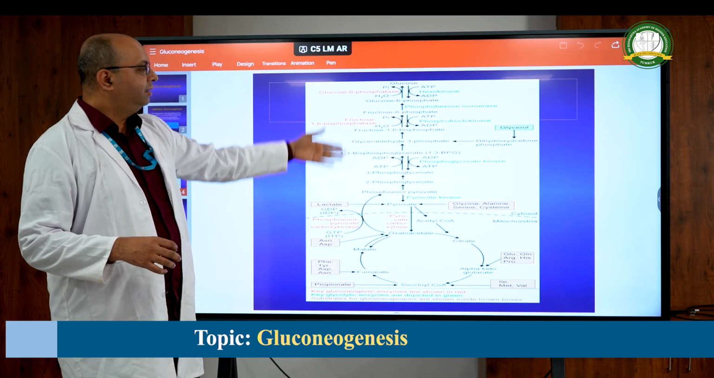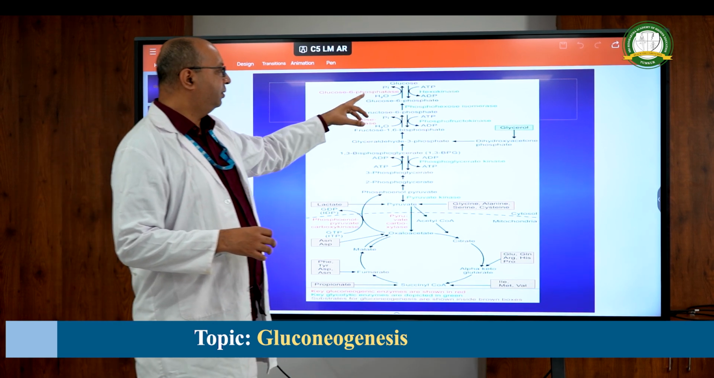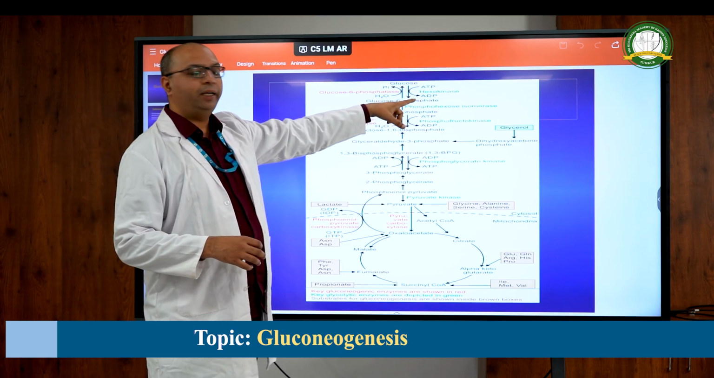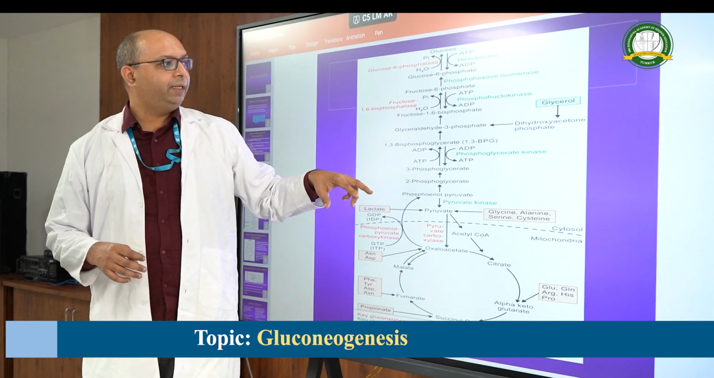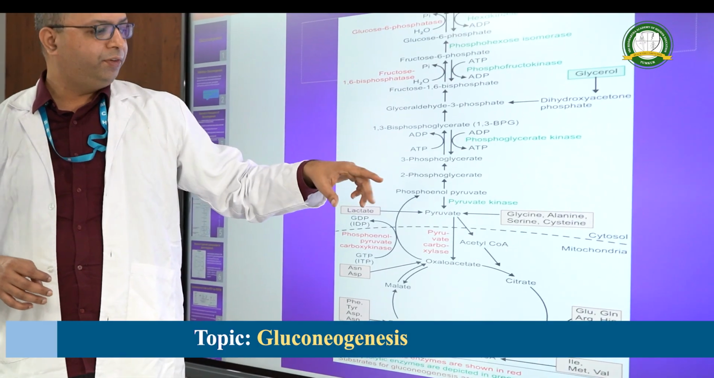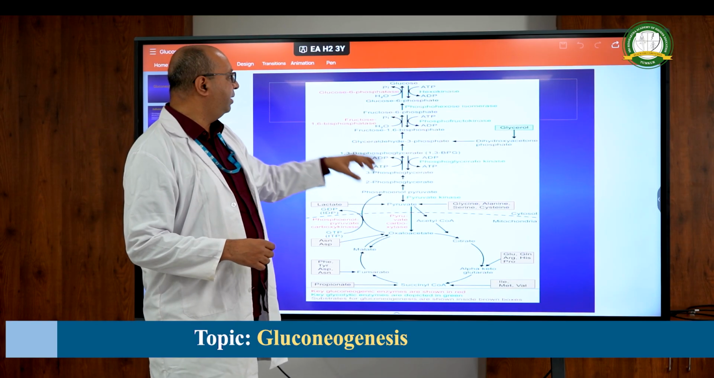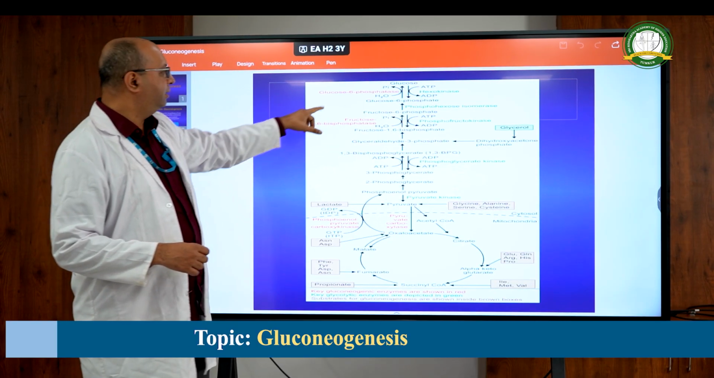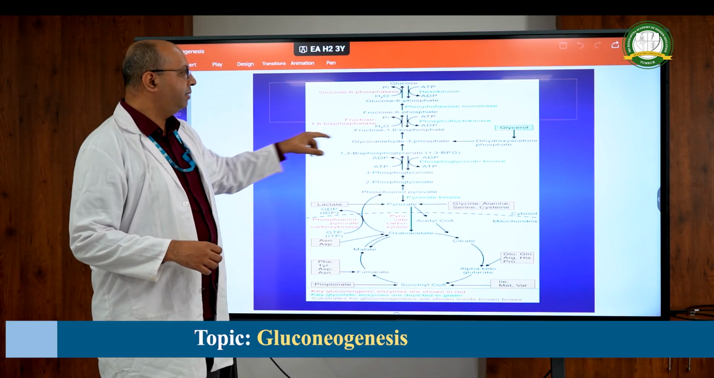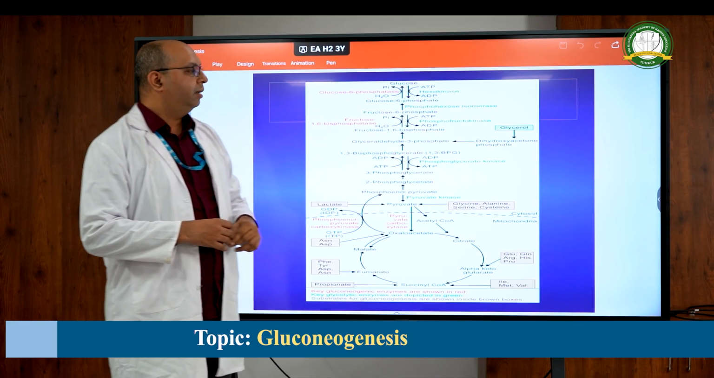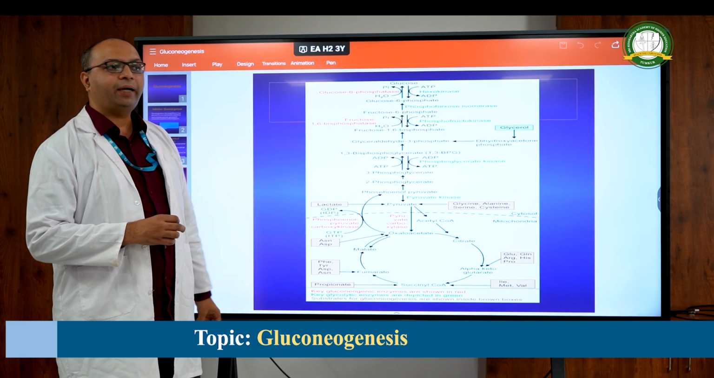So as you see, gluconeogenesis is nothing but the reversal of glycolysis. In glycolysis, we have three irreversible steps: one is catalyzed by hexokinase, another one is phosphofructokinase, and pyruvate kinase. So these three enzymes are circumvented by four key enzymes. Hexokinase is circumvented by glucose 6-phosphatase. Phosphofructokinase is circumvented by fructose 1,6-bisphosphatase, and then pyruvate kinase.